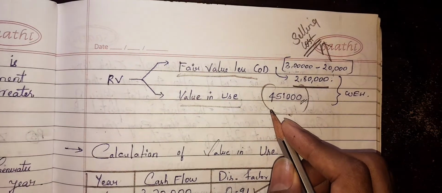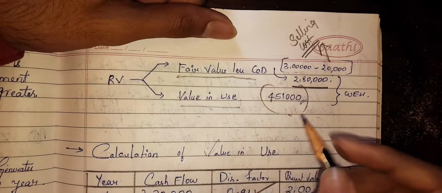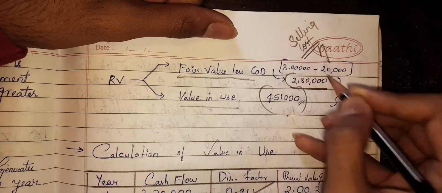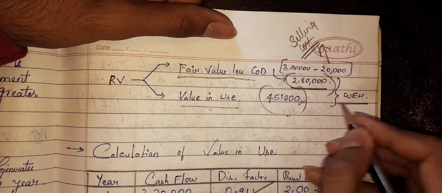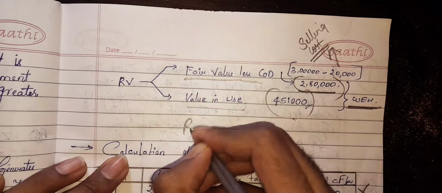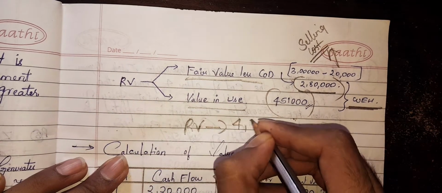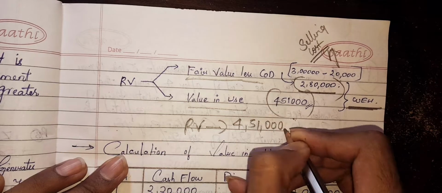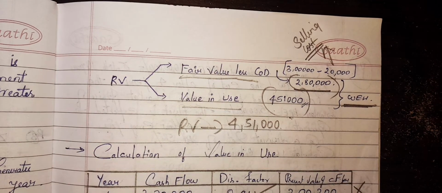So that 4,51,000 I have written here. Now out of these two, that is 2,80,000 and 4,51,000, whichever is higher. The higher is 4,51,000. So the recoverable value is 4,51,000.